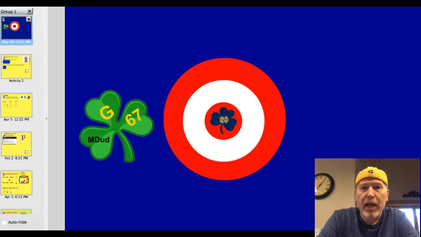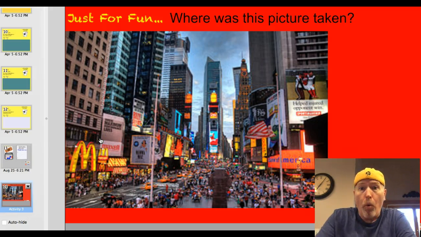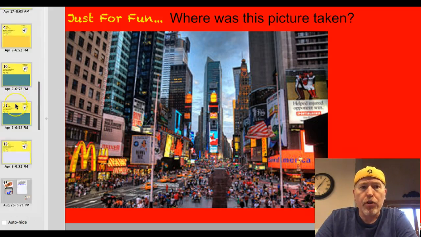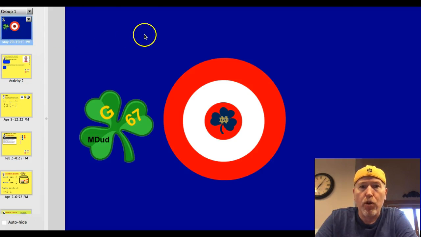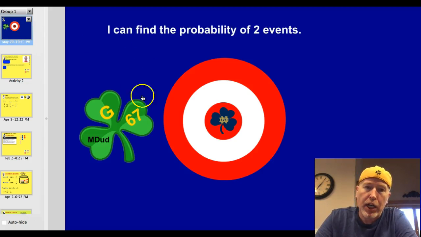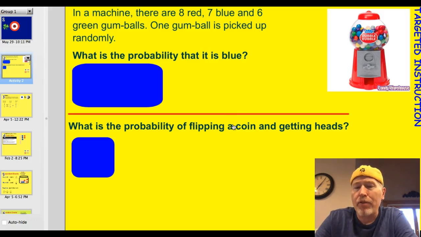Tonight we're going to be working with compound probability. Let's get started with something just for fun. Where was this picture taken? You should know. We've talked about it in class a couple times. We'll be back with the answer to that trivia question after our instruction tonight. Officially tonight our target is I can find the probability of two events. Let's do this thing. Let's start off with some background.